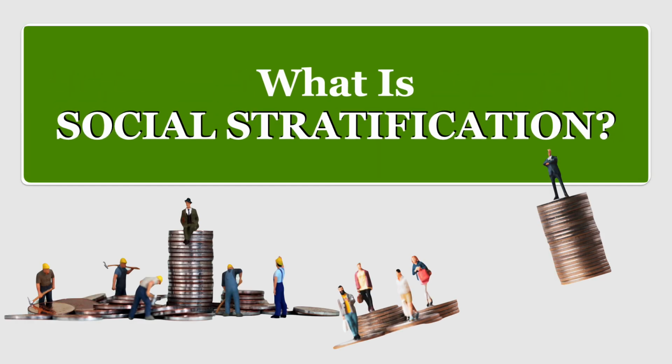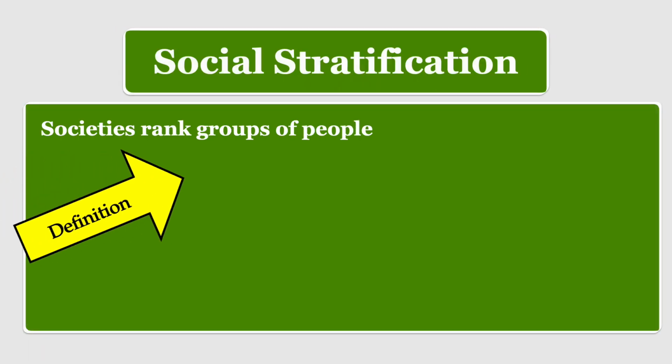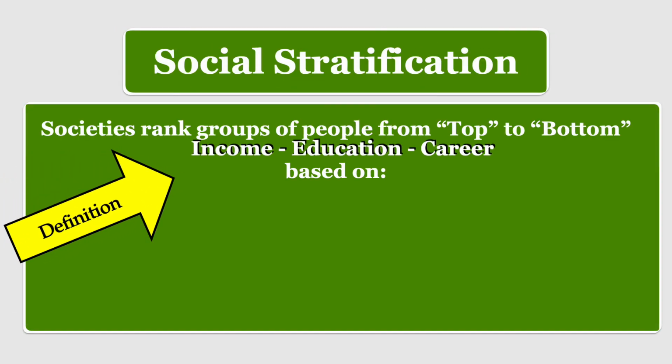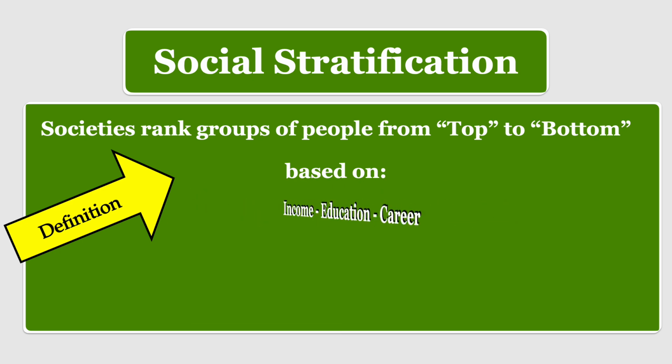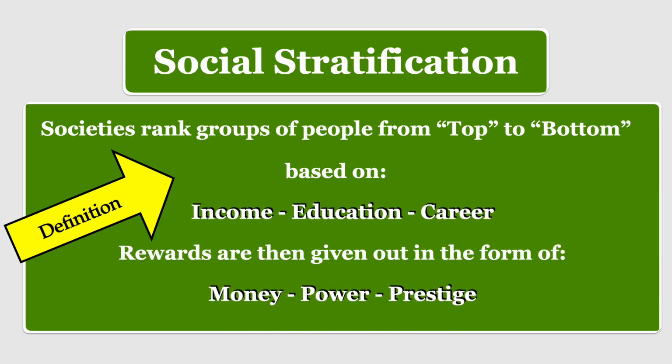So let's get started. Well, what is social stratification? All societies stratify groups of people from top to bottom based on a variety of factors. In the United States, the stratification system is largely based on three factors: income, how much money a person makes; education, how much schooling a person has had; and career, what type of work that person performs.